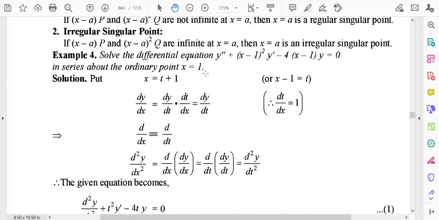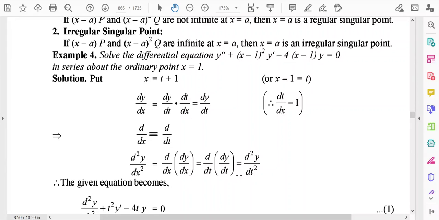Now, here we will use a trick. We will assume that this has been expressed in x minus 1 whole square. So, we will assume that x minus 1 is equal to t. So, x is equal to t plus 1. So, dy by dx is equal to dy by dt into dt by dx, that is equal to dy by dt. So, d by dx is equivalent to d by dt. Similarly, d square y by dx square is equal to d by dx of dy by dx is equal to d by dt of dy by dt is equal to d square y by dt square.